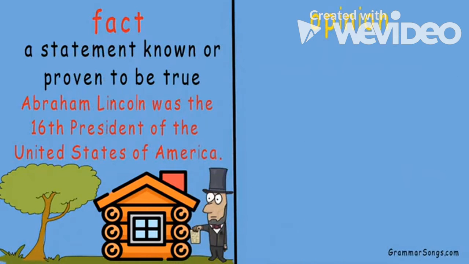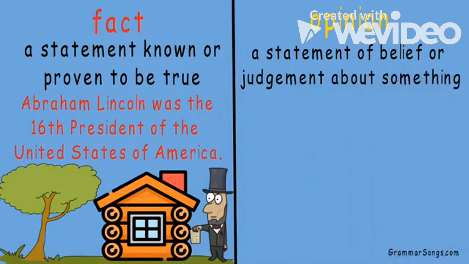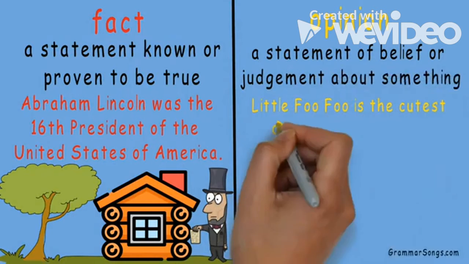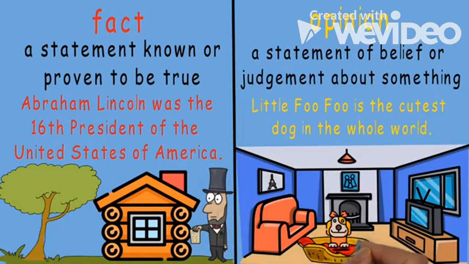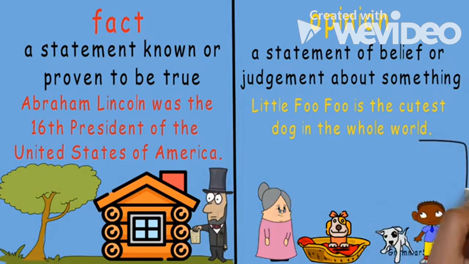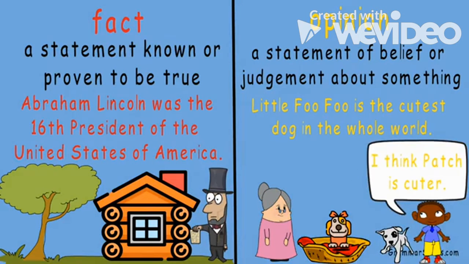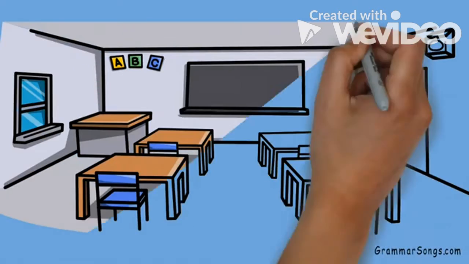An opinion is a statement of belief or judgment about something. Little Fufu is the cutest dog in the whole world is an example of an opinion. Little Fufu's owner might think so, but other people would have different opinions. I think Patch is cuter. There is no amount of research that can be done to prove a particular dog is the cutest in the whole world. Since it can't be proven, it is an opinion.